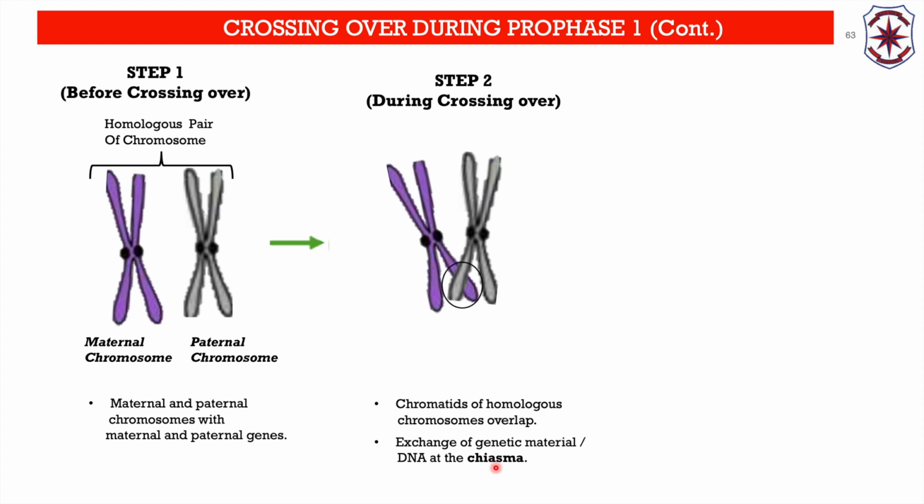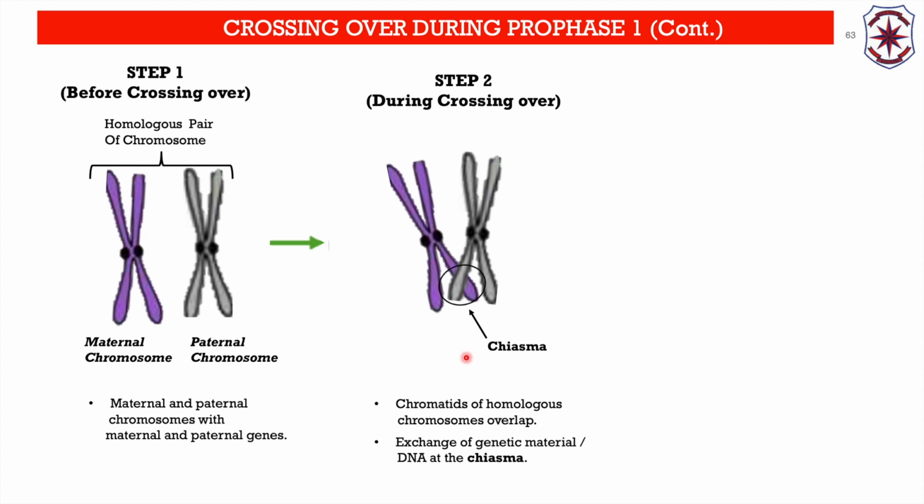What is a chiasma? A chiasma is the point where these two chromatids of homologous chromosomes overlap. So that point where they overlap and genetic material is being exchanged, that is what we call the chiasma. So where they overlap, that's only where the genetic material will be exchanged. What do we mean by exchange? And please do not use the words they share DNA or they share genetic material. Please use the word exchange.